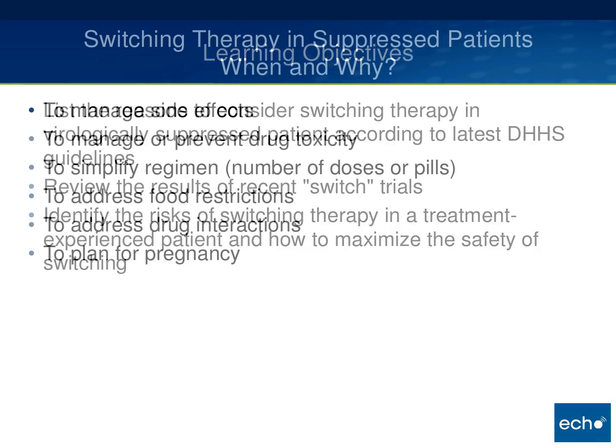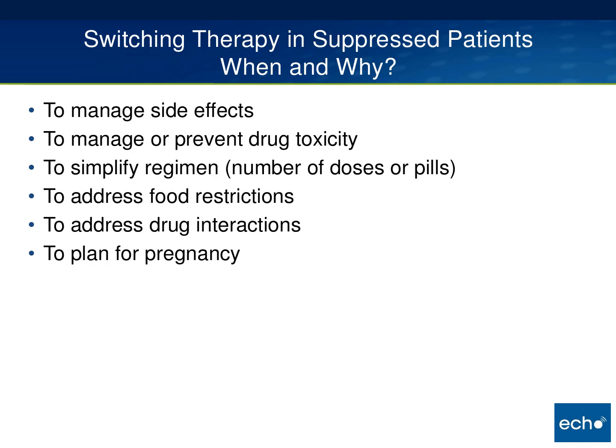We're going to talk about when and why you would switch therapy in a suppressed patient. I have to preface this by saying that most of the time these days when we're switching, we are switching in suppressed patients. The issue of switching for failure and resistance has become much less common, thankfully. These are some of the reasons that the guidelines give: to manage side effects, to manage or prevent drug toxicity, and I think it's important to emphasize prevent. You don't have to wait for toxicity to switch. Other reasons are to simplify the regimen, to address food restrictions or drug interactions, or to plan for pregnancy.